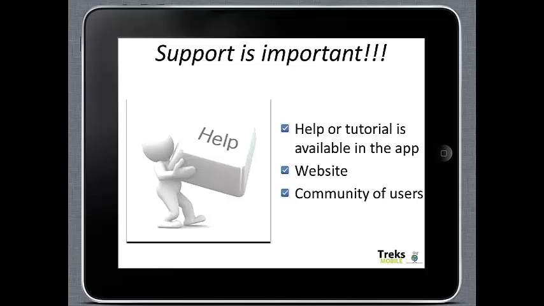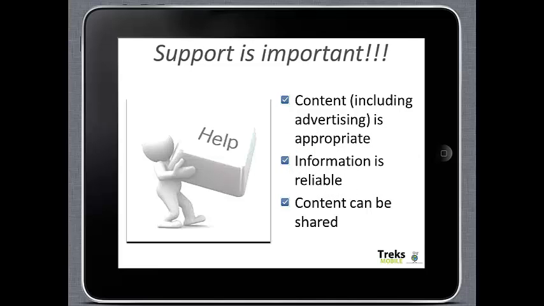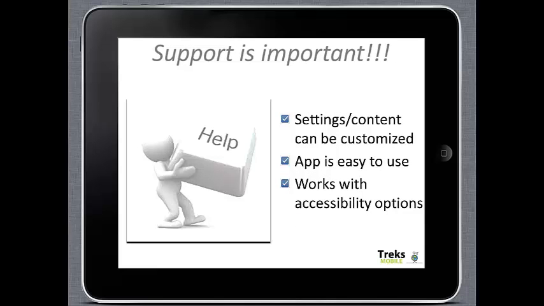To further make sure the app you select is supporting learning, ensure that content in the app is appropriate to its intended use and not distracting. This includes any advertising which may be in the app. Also make sure that the information in the app is reliable and that the content in the app can be shared. Users having the ability to adjust app settings to suit their learning preferences without too much difficulty is also key to good app selection.